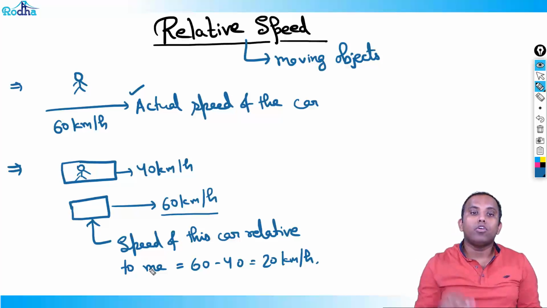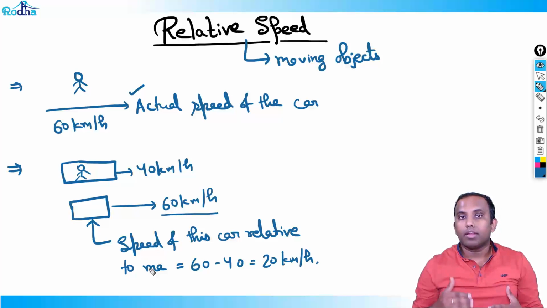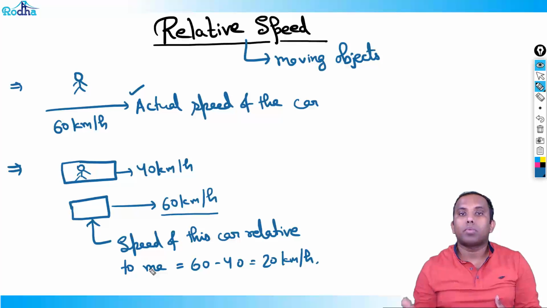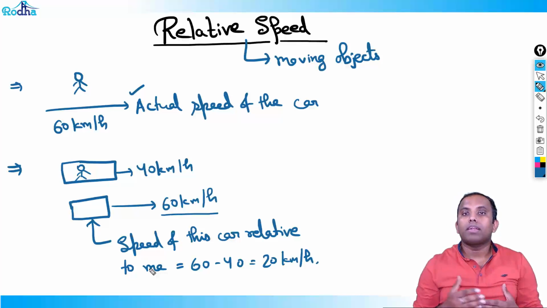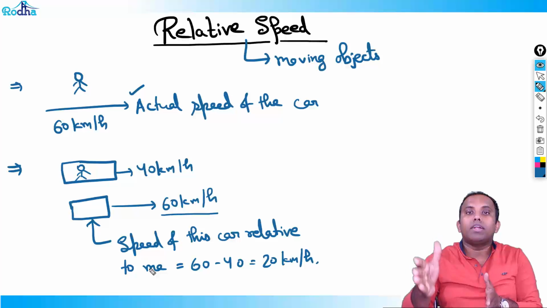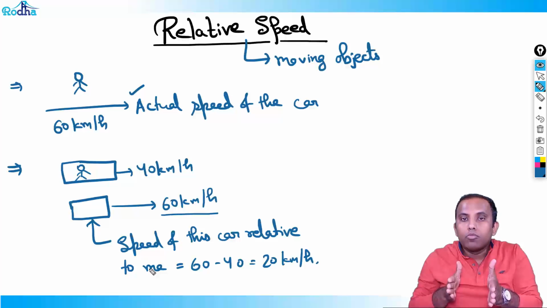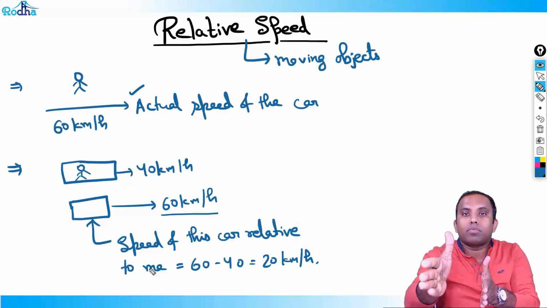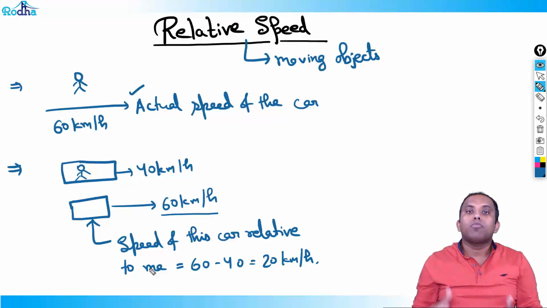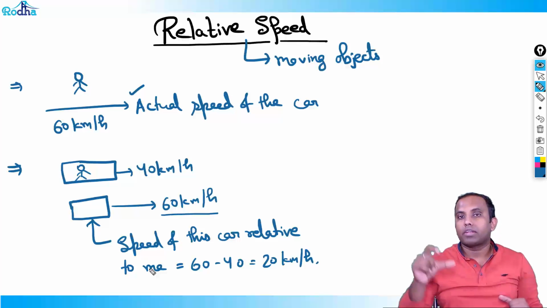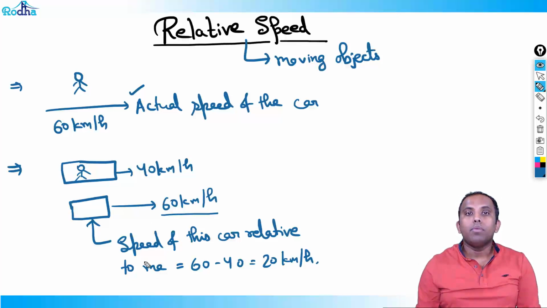In the second scenario also, the speed of the car is 60 km per hour, but I am now judging from another car which is also moving at 40 km per hour. So in my respect, that car is moving at a slower speed, not actually 60. Because I am also moving at 40, this car is moving at a speed of 20 km per hour with respect to me. Extra 20. So this is the meaning of relative speed. Very, very important funda.